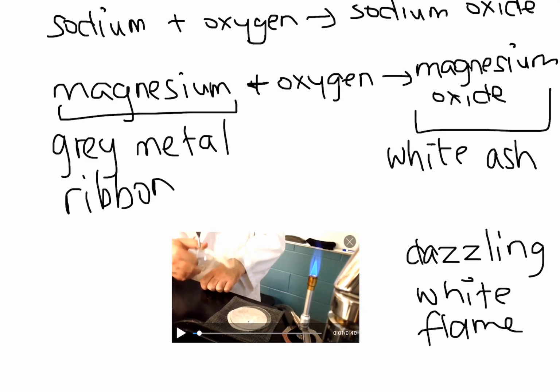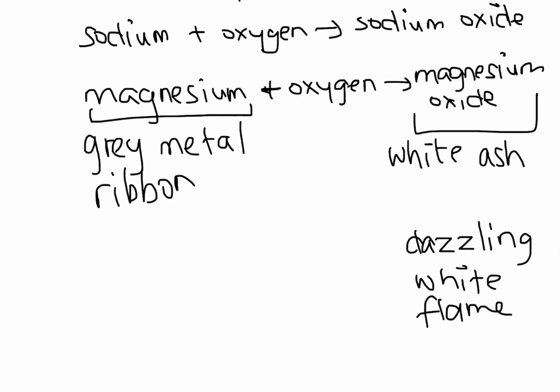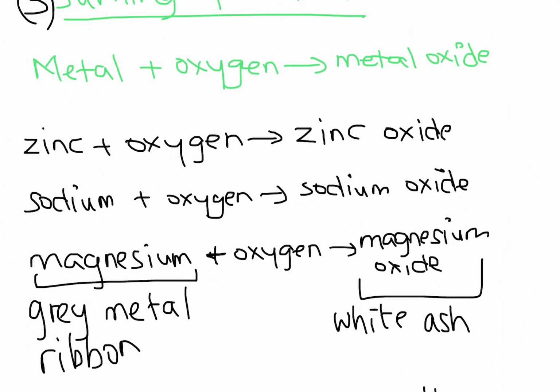Now, not all metals burn in a dazzling white flame. Different metals burn different ways. So these are a few metals that burn. You can have many others. You can have iron plus oxygen to give iron oxide, silver plus oxygen to give silver oxide, calcium plus oxygen to give calcium oxide, any metal.